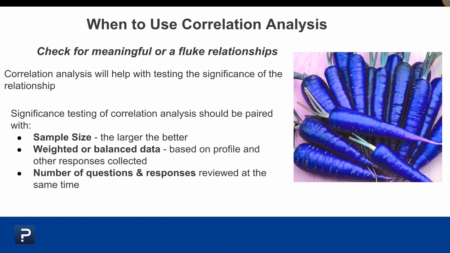And you'll want to pair these things with a sample size, a decent sample size. Obviously, the larger the better. You'll also want to look at weighting or balancing the data that you have collected. You can do this based on the profiles that other responses collected, and also you can look at the number of questions and responses reviewed at the same time. All of those things can influence the meaning of your correlation and also the strength of the relationships when you're looking at correlation analysis.